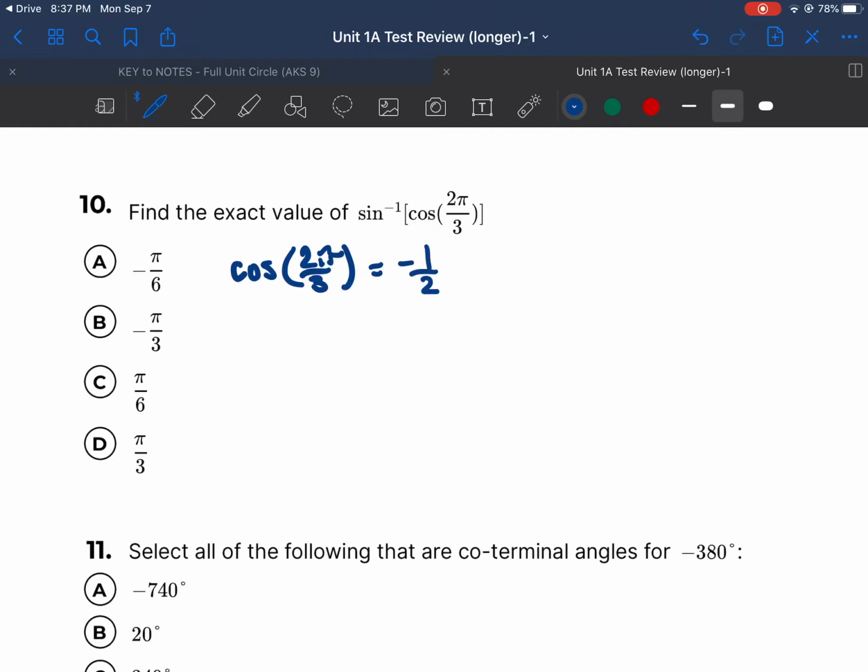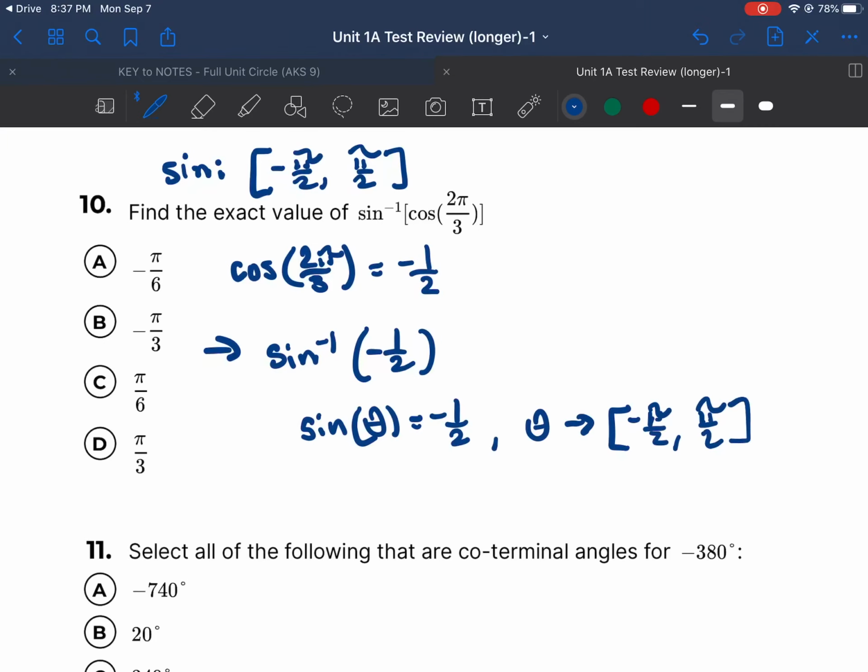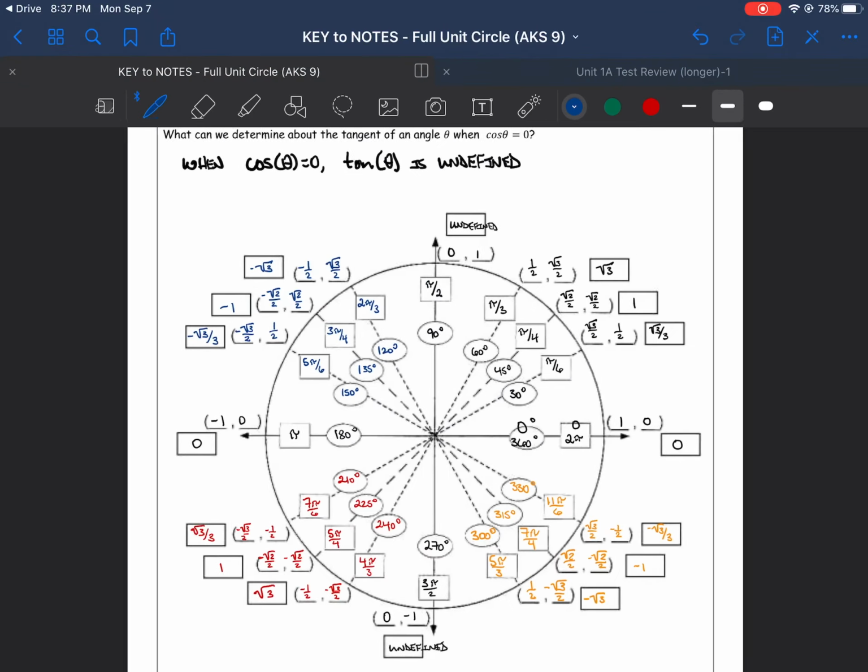Okay, so now that we found the cosine of 2 pi over 3, we're trying to find the inverse sine of this negative 1/2. So remember that inverse sine, well, we need to be looking on the restricted domain for sine, which is negative pi over 2 to pi over 2. So trying to find the inverse sine of negative 1/2 is the same as saying the sine of some angle theta is going to equal negative 1/2, where theta is in the restricted domain from negative pi over 2 to pi over 2.